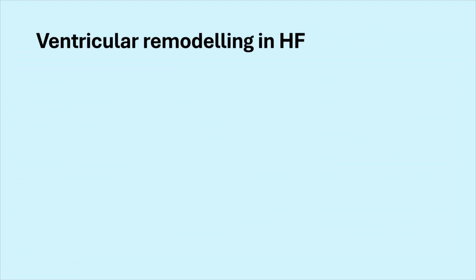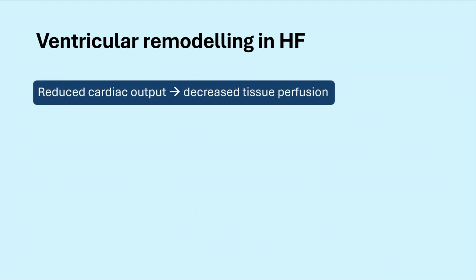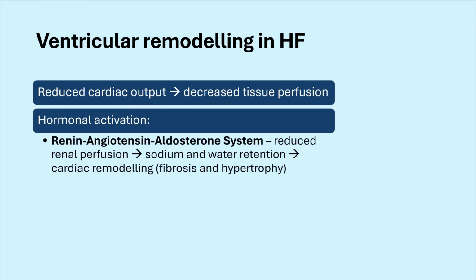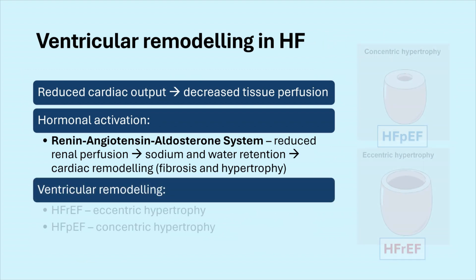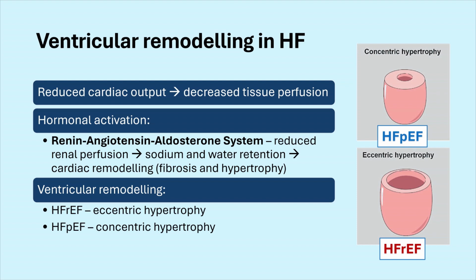So what happens to the heart when it is unable to meet the body's metabolic demands? The reduced cardiac output decreases tissue perfusion, and this activates the renin-angiotensin-aldosterone system. This causes sodium and water retention and eventually cardiac remodeling, specifically fibrosis and hypertrophy. In HFrEF, the heart undergoes eccentric hypertrophy. In HFpEF, the heart undergoes concentric hypertrophy, as shown in the diagrams.